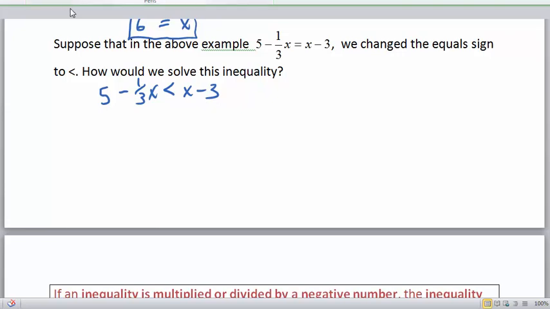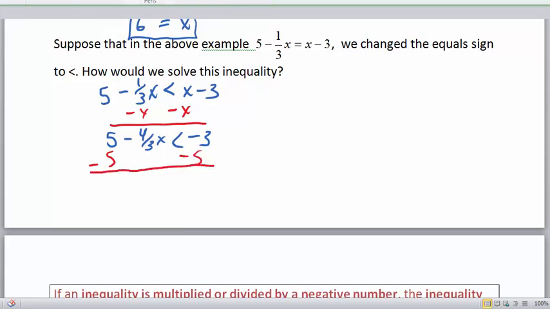When we solve the equation, we move the variables to the right side. What if I move the variables to the left side? So if I got rid of this x, I would subtract x on both sides. And I would end up with 5 minus 4/3 x is less than negative 3. And then I would get rid of the 5 now, because it's on the same side with the variable, by subtracting. So I would end up with negative 4/3 x is less than negative 8.